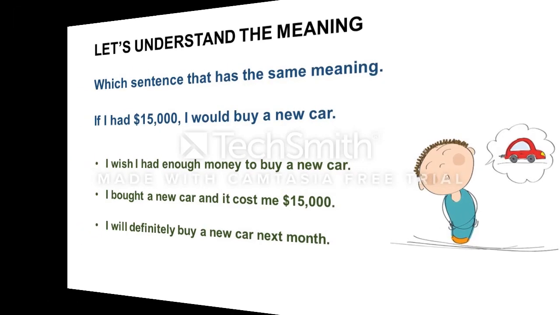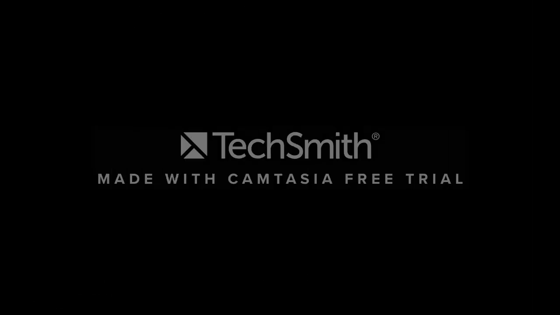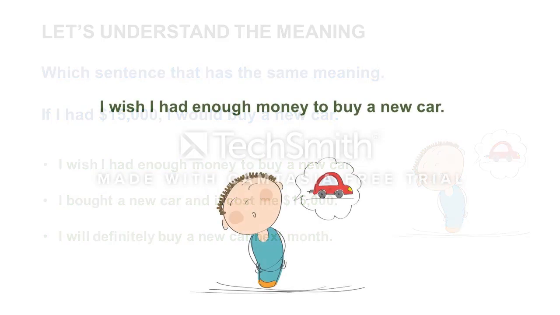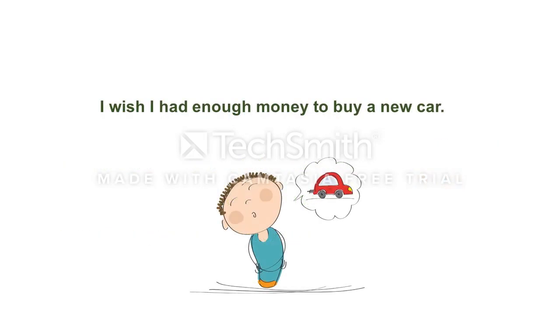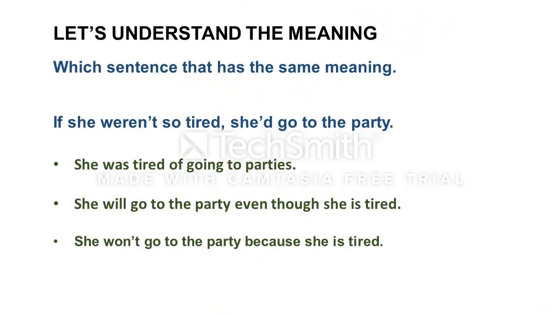So very well, if you wrote, I wish I had enough money to buy a new car. Because in the previous sentence you said, if I had $15,000, I would buy a new car. That means that it's a wish you have, like you want that, but it's not real. You don't have the money. You haven't completed it yet. Okay? All right.